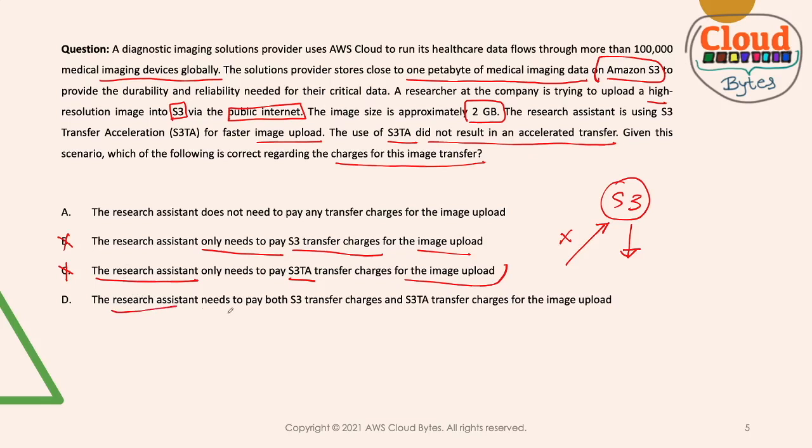The research assistant needs to pay both S3 TA transfer charges as well as S3 transfer charges in this case. S3 TA never happened. The transfer acceleration wasn't used, so no charges. As for S3 transfer charges, data coming from the internet to S3 is not charged. So this is another wrong option.